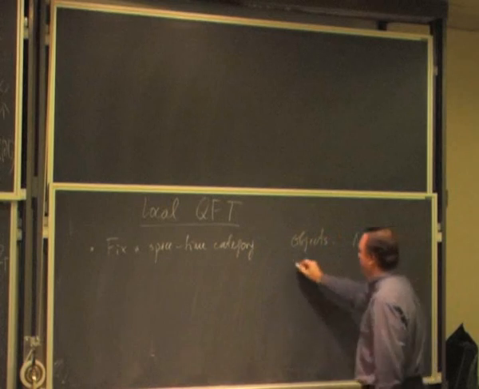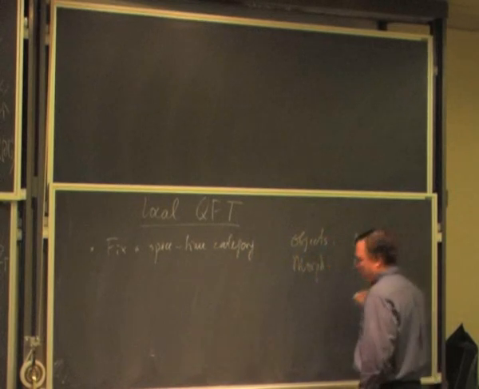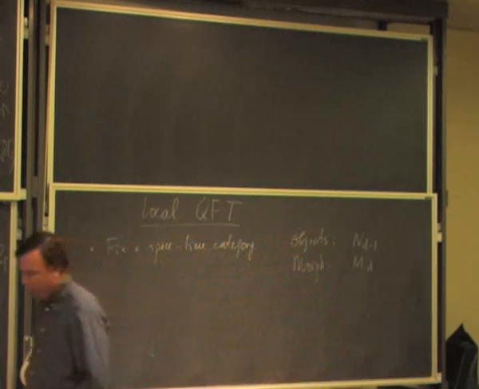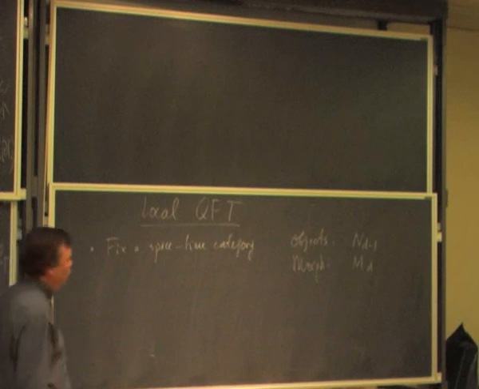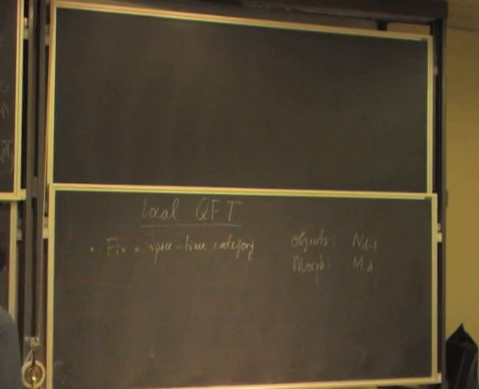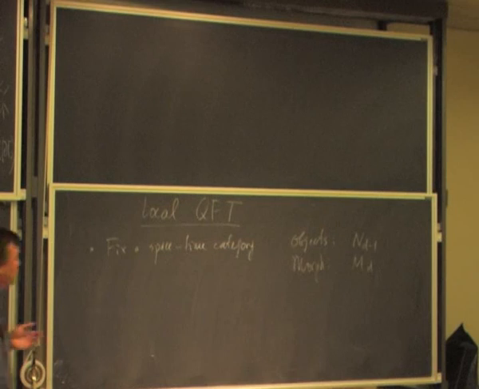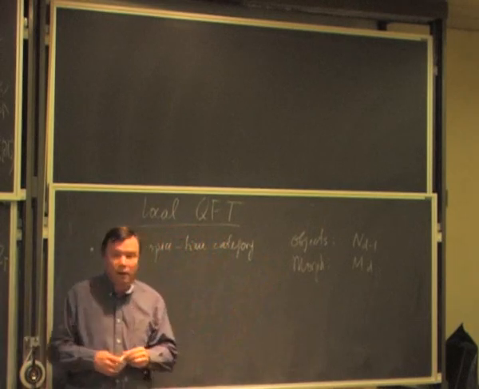Objects will be d-1 dimensional manifolds with some structure, possibly, and morphisms are d-dimensional manifolds with possibly some structure. And actually, as you can see from this example, they don't have to be manifolds. You can as well work with, say, cell complexes.